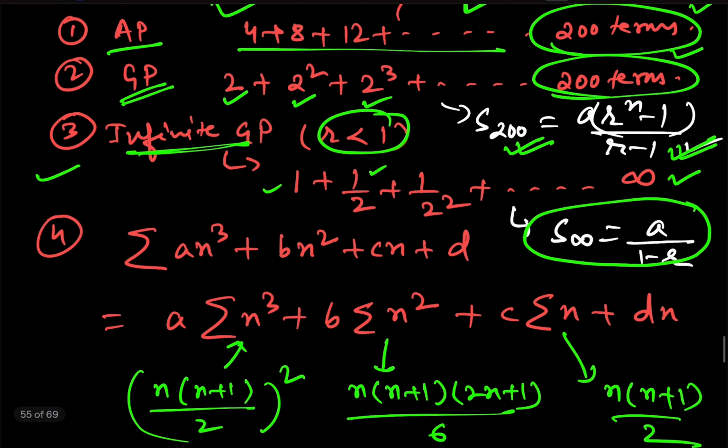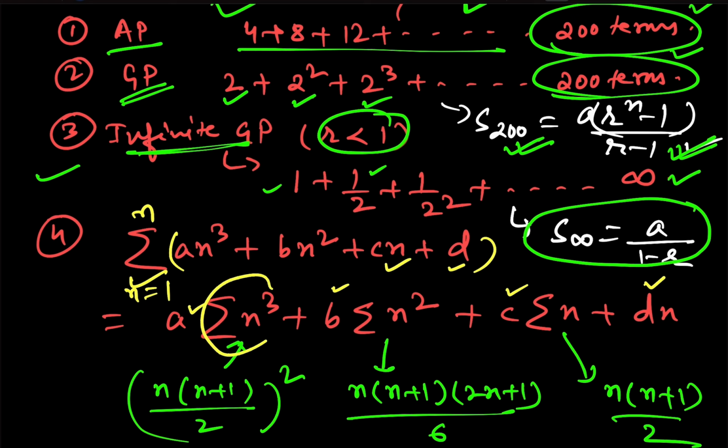So the fourth one is the summation of a n cube plus b n square plus c n plus d, where n is from 1 to n. Here the summation will go inside the addition. And a, which is a constant, will come outside. Similarly b is a constant and will come outside. c is a constant and will come outside the summation, and d will come outside. So this is the summation of n cube, this is the summation of n square, this is the summation of n, and this, if 1 is added n times, will give n.